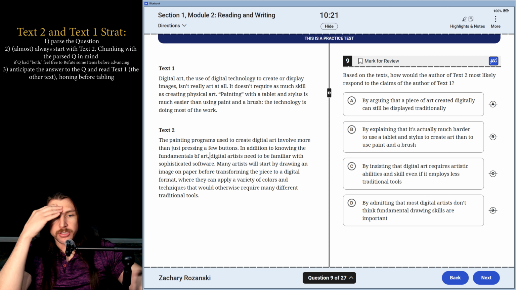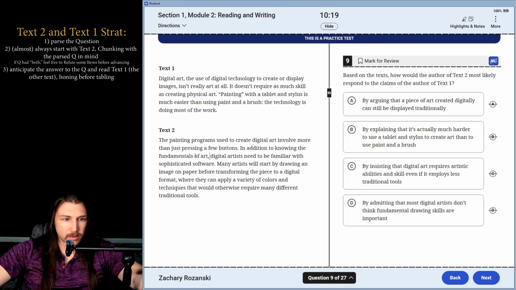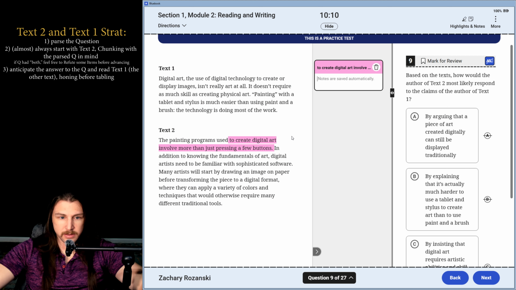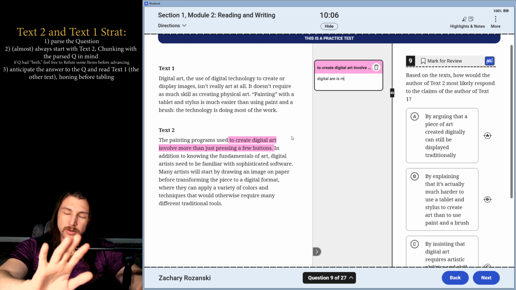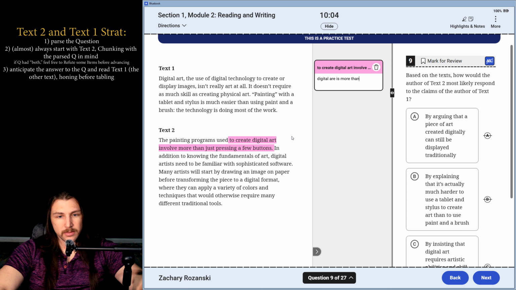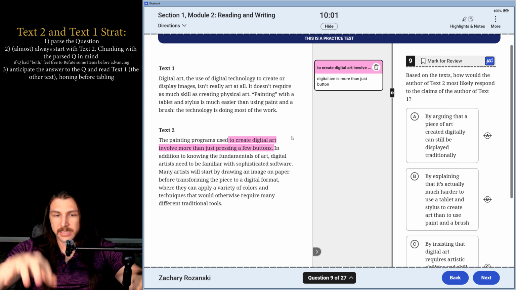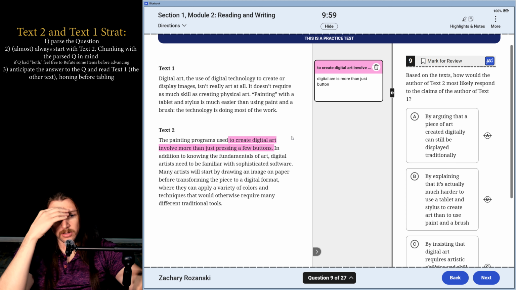The painting programs used to create digital art involve more than just pressing a few buttons. Digital art is, don't be rude. It is more than just buttons, right? They're kind of attacking this schema that visual art or digital art is fake art.